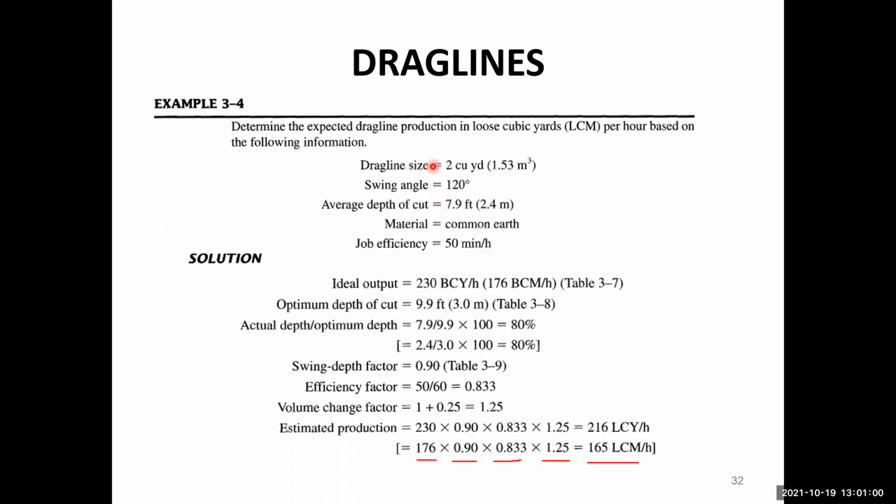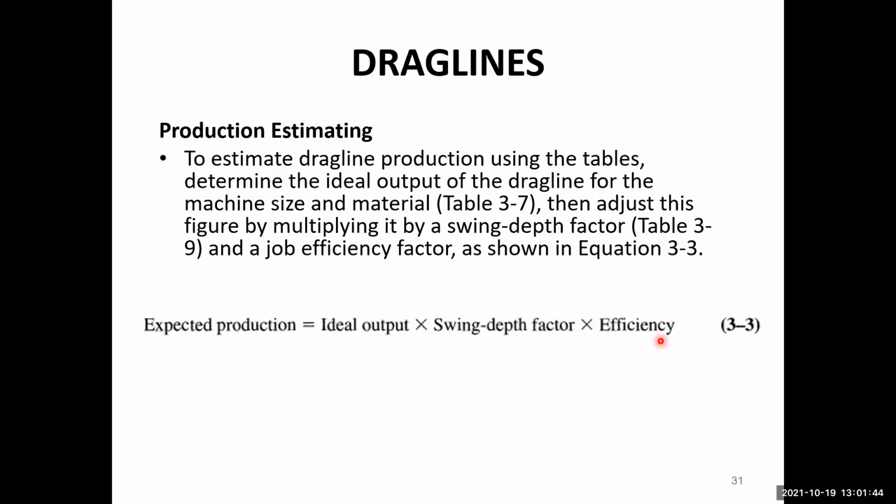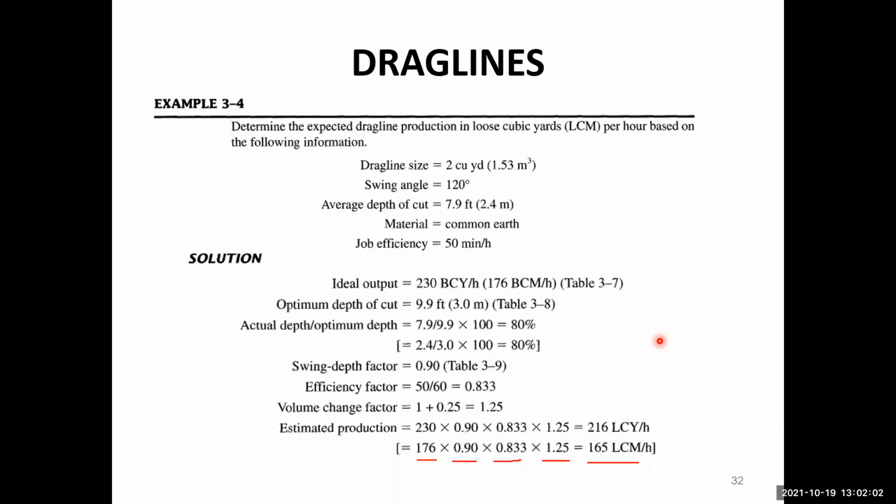This 1.25, or the 25% swell, has not been given in this table. But from the previous chapter, we know that the swell for common earth is about 25%, so we can use this value. The bank cubic meter is multiplied by this swell factor of 1.25, so the loose volume will be 165 loose cubic meter per hour. Although the formula is relatively simple compared to before, we need to look at 3 tables, and with the table for the swell factors, you have to look at 4 tables to use this formula for the dragline.